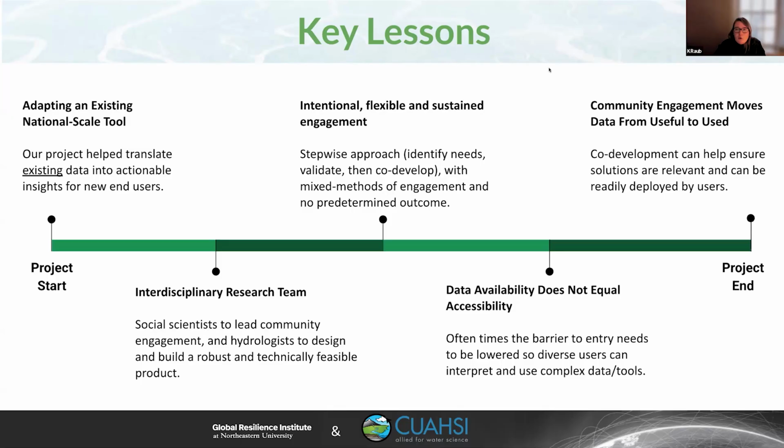And then I think the final one is that community engagement can really help move data from useful to used. Again, it's similar to that last point, but community co-development can ensure that solutions are relevant and then readily deployed by users. I was actually asked one time at a conference, as a hydrologist, what do we need to get our data used more? Do we just need more of it or higher accuracy or whatever? And I think the challenge is that understanding the context of your end user is so important.